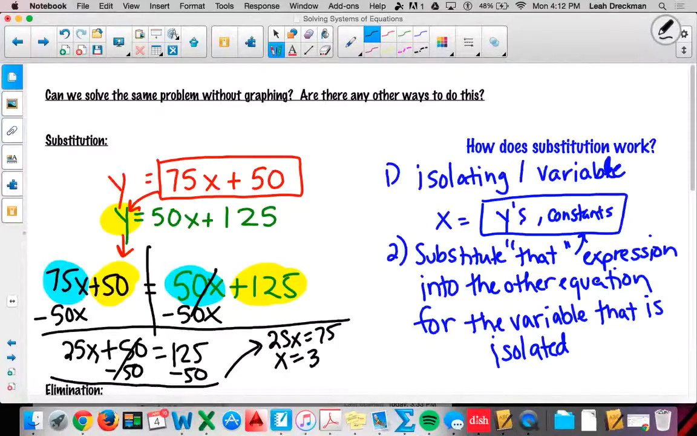That should look awfully familiar from the first page when we graphed this the other day. Flip over to the front page and you'll see x equals 3.